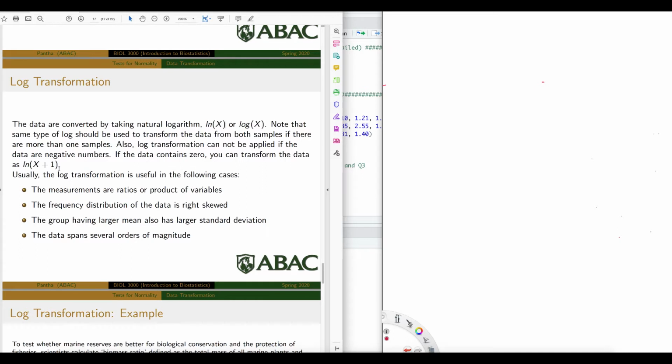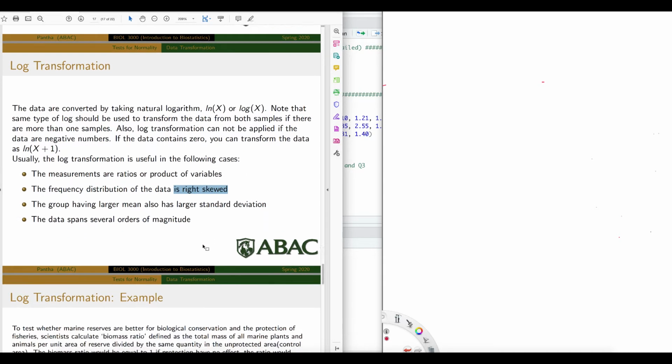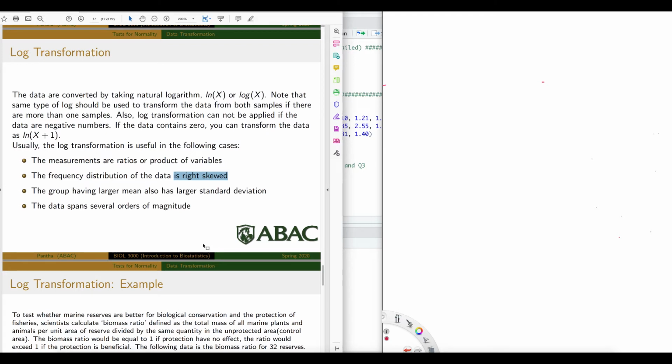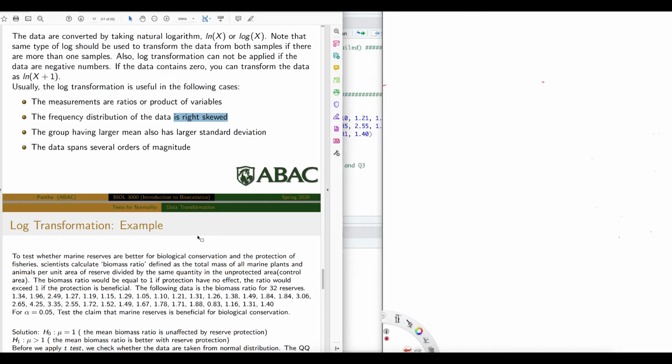All right, so usually the log transformation is useful in the following cases. The measurements are ratios or products of variables. The frequency distribution of the data is right skewed; in that case, log will help. The group having the larger mean also has a larger standard deviation. And the data spans several orders of magnitude. In those cases, the log transformation is useful. Let us see one example, okay?